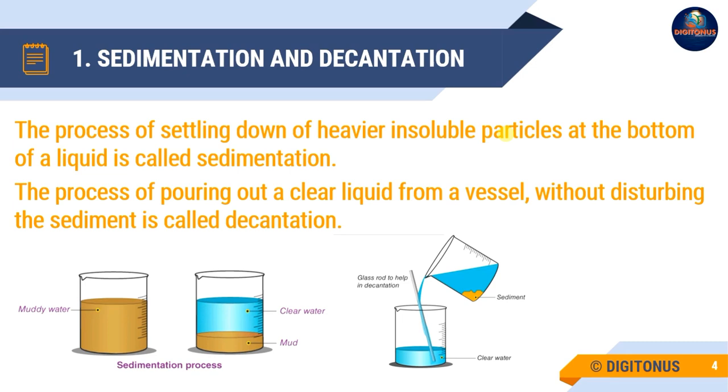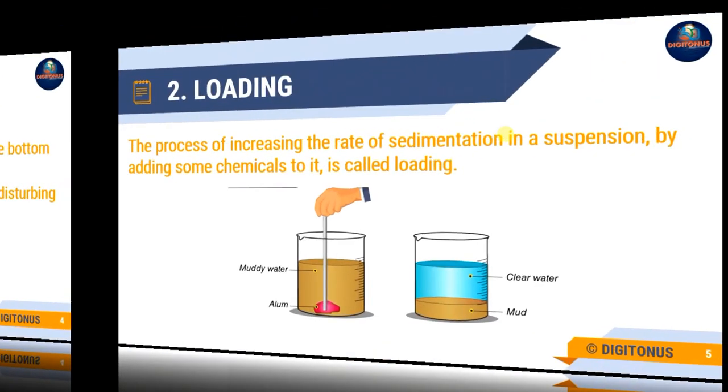See, we can separate the mixture of sand and water by sedimentation and decantation. The process of pouring out a clear liquid from a vessel after sedimentation, without disturbing the sediment, is called decantation. Now let us understand the second method, that is loading.